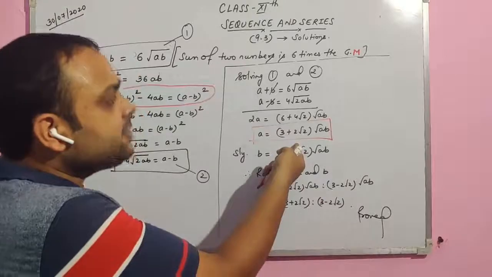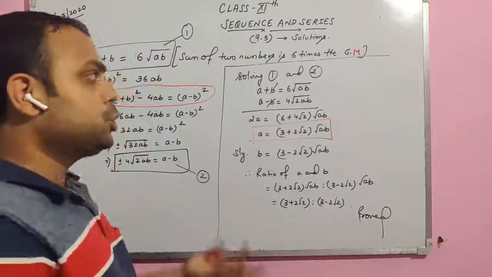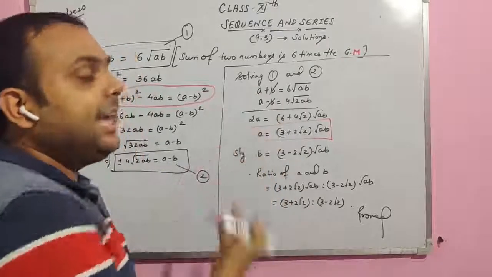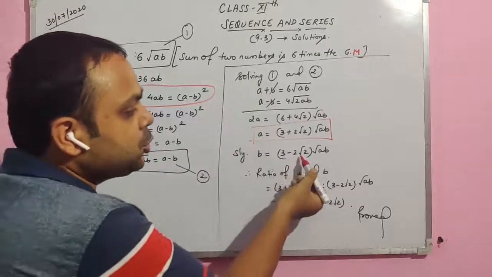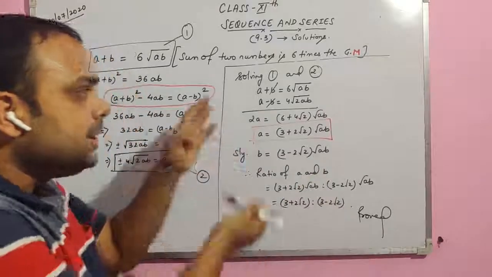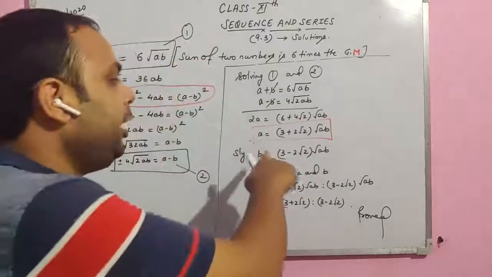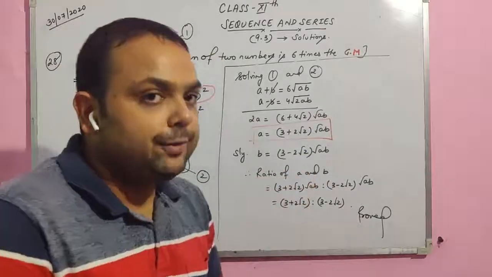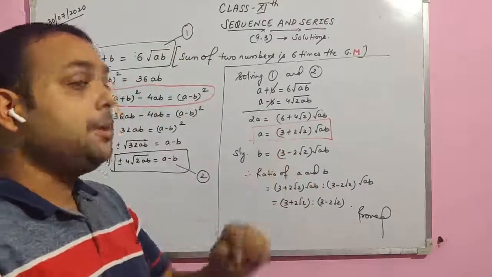Now substituting this value, or we can also do elimination method to calculate the value of B. By subtracting A, we can get B as 3 minus 2 root 2 multiply root AB. So in these type of question, if you see the value of A comes in positive terms, the value of B should have a conjugate of that. So if it is plus there, it should be minus there.